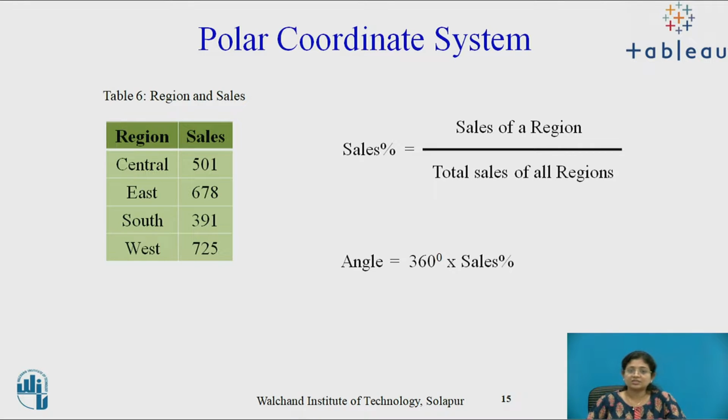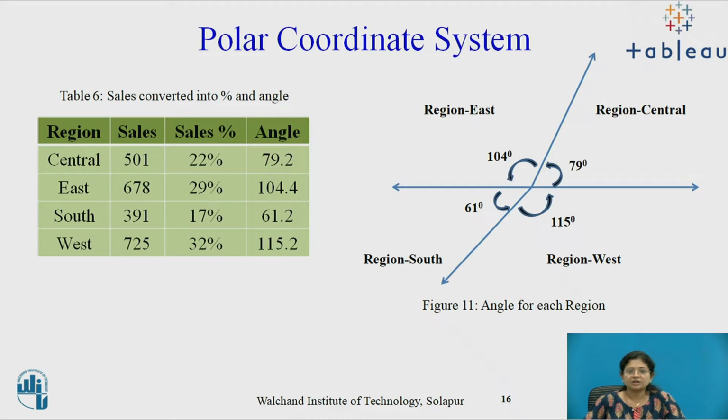Let us take the same example of the superstore data set. Here I have taken the region and sales, but this sales we have to convert into percentage and then angle. To convert this sales into percentage sales, I have a formula: sales of the region divided by total sales of all regions. And if I want to convert this percentage sales into angle, then I have to multiply it by 360-degree angle. So, here I have calculated the sales in percentage as well as angle.